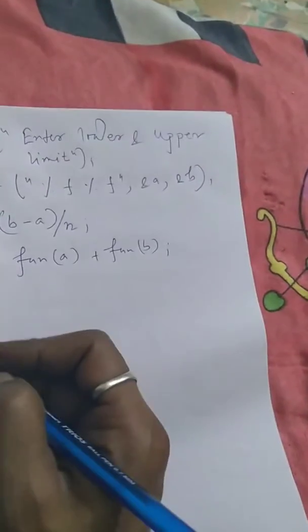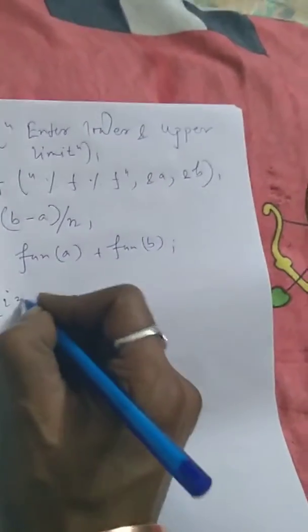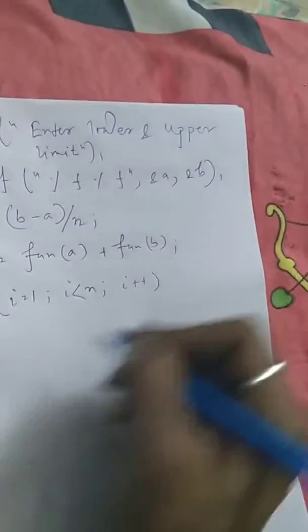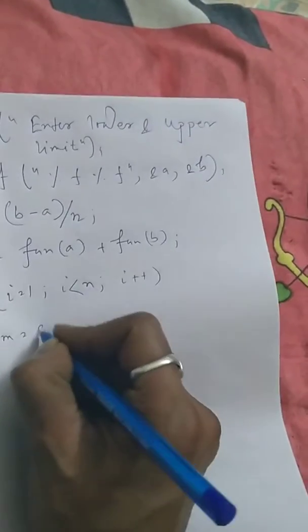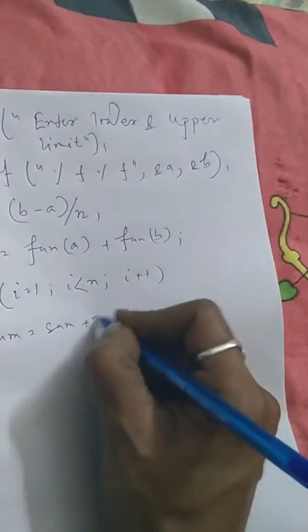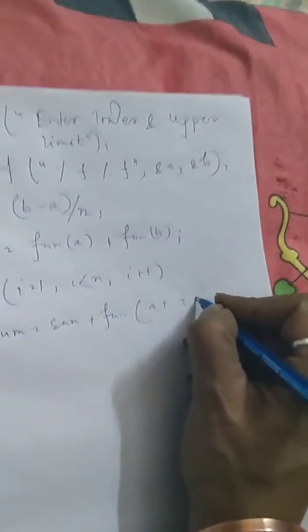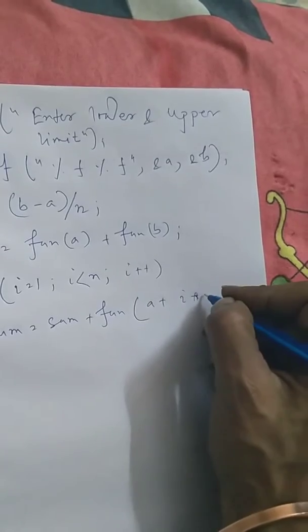First we are writing the program, then I will discuss the logic. Then for i equals to 1, i less than n, i plus plus, and sum equals to sum plus function of a plus i into h.